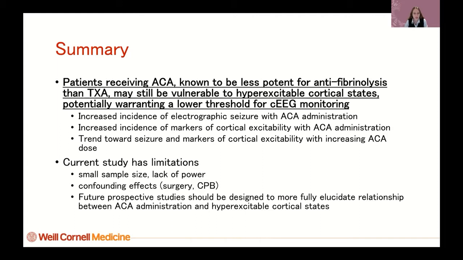Future prospective studies should be designed to more fully elucidate the relationship of ACA administration and hyperexcitable cortical states.